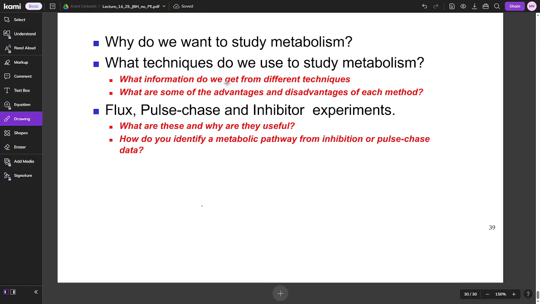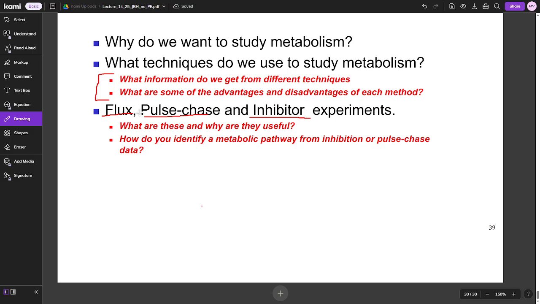So yeah, I would say generally you should know what information we get from different techniques, and what the advantages and disadvantages of them are. For pulse chase and inhibitors, these are the main ones you should know for your exams, in my opinion. These are very easily testable. Flux is just a concept from Bio 220, right? This idea that flux equals gradient divided by resistance, right?